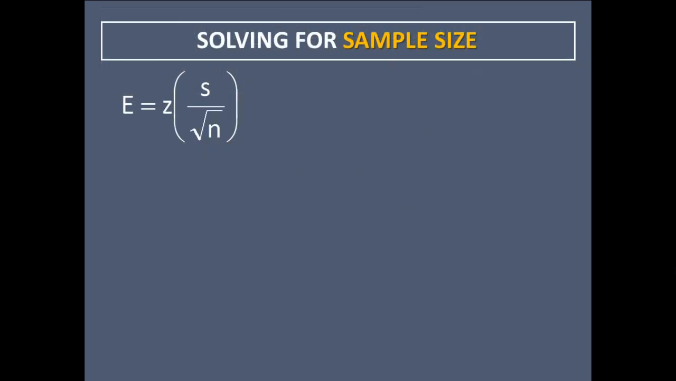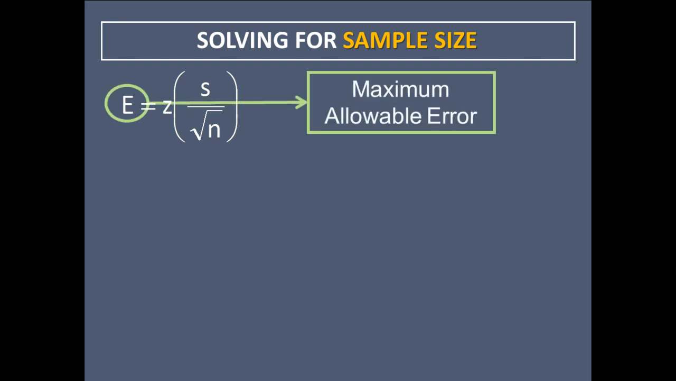So if we say that our error is equal to everything after that plus or minus sign, what we need to do now is rearrange stuff within this formula to isolate for n. We have our error, our maximum allowable error, that will be given to us in the question. We have our sample size, and that's what we need to get on the side all by itself.